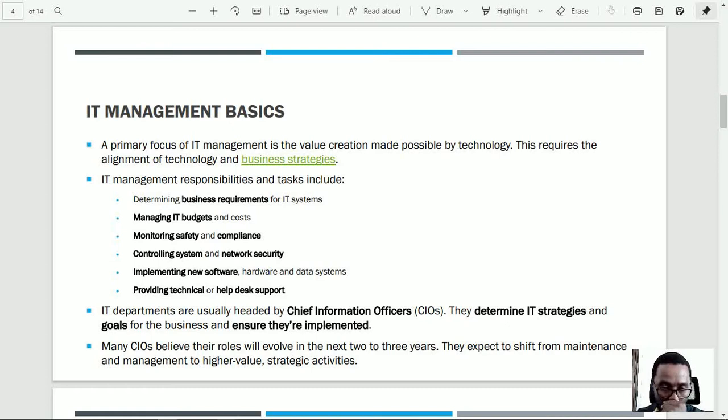Now, IT management responsibilities and tasks would include the following: determining business requirements for IT systems. So, IT management will ensure that all the business requirements are in tandem with, or agree to, the systems that are going to be put in place or that are in place. At the same time, IT management responsibilities and tasks will include, again, managing budgets, monitoring safety, controlling systems and security, implementing new software, hardware, other systems, and then providing technical and help desk systems, etc.